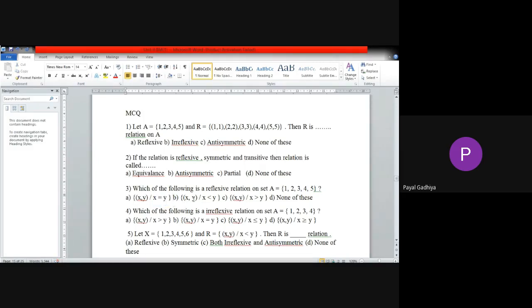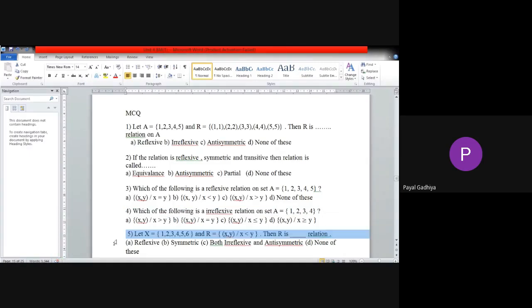Okay, next. Which of the following is an irreflexive relation? Irreflexive means (a, a) should not be in the relation. What will be the answer? It is also A, ma'am. Yes, it will be A because here there is no equal sign. So it is irreflexive.